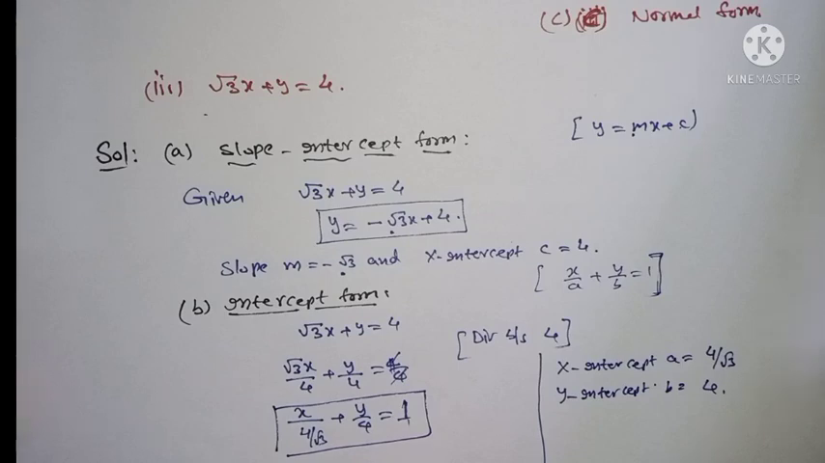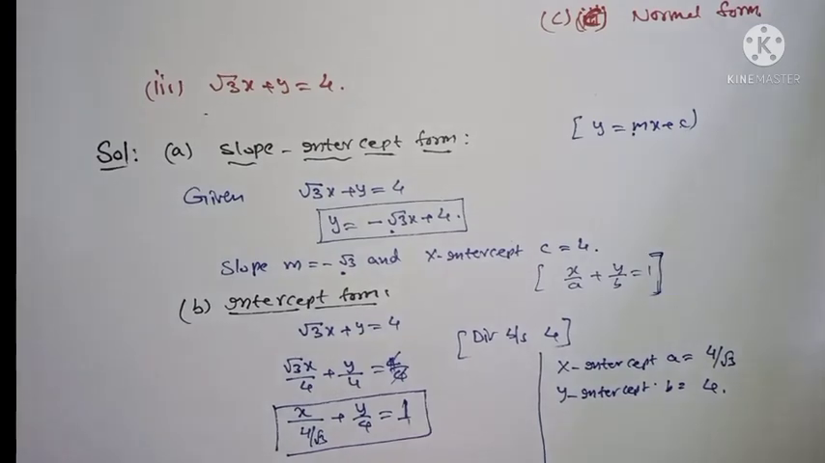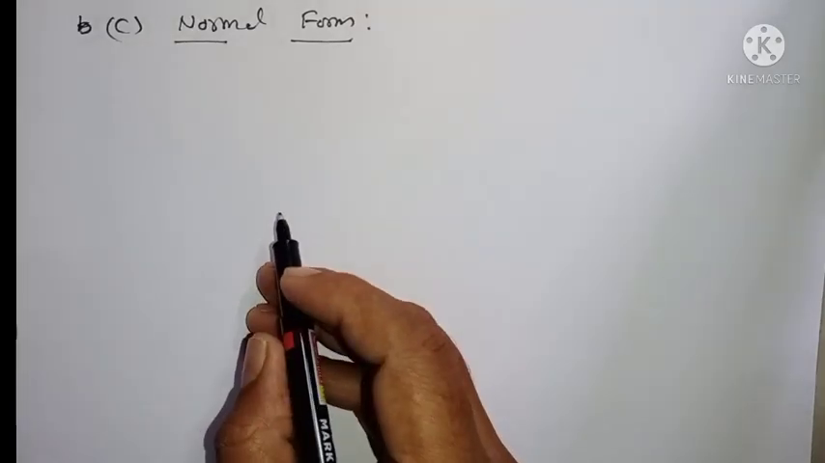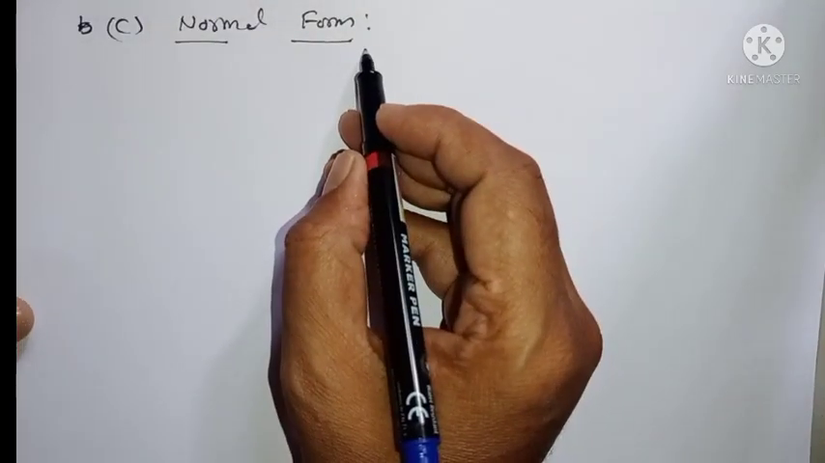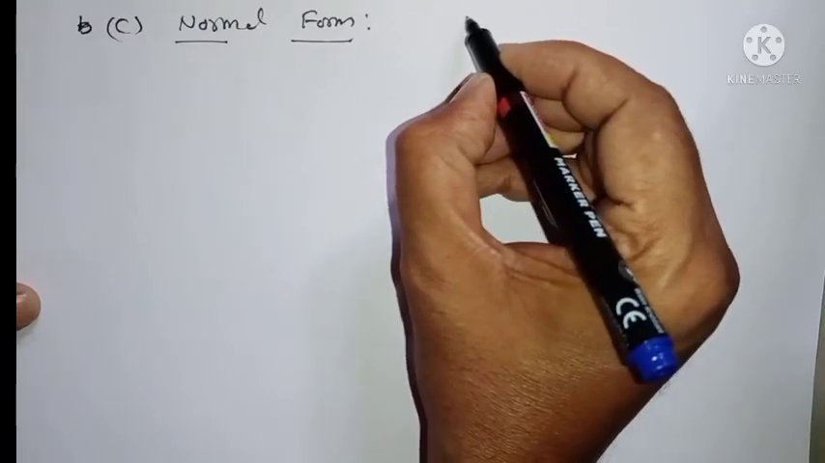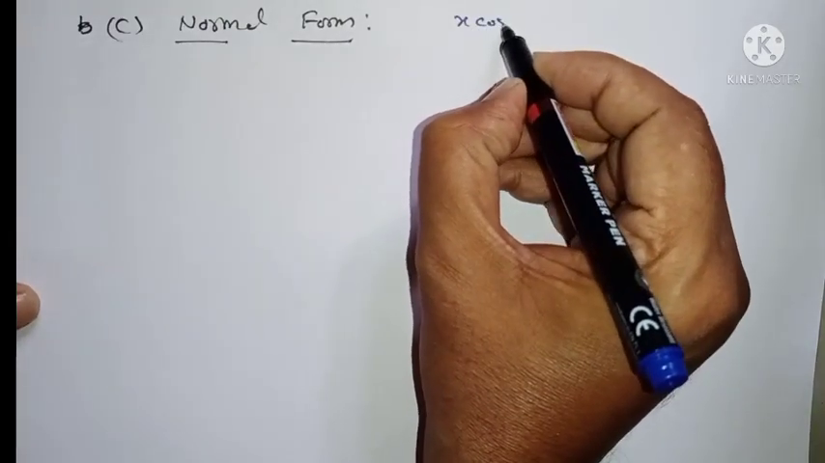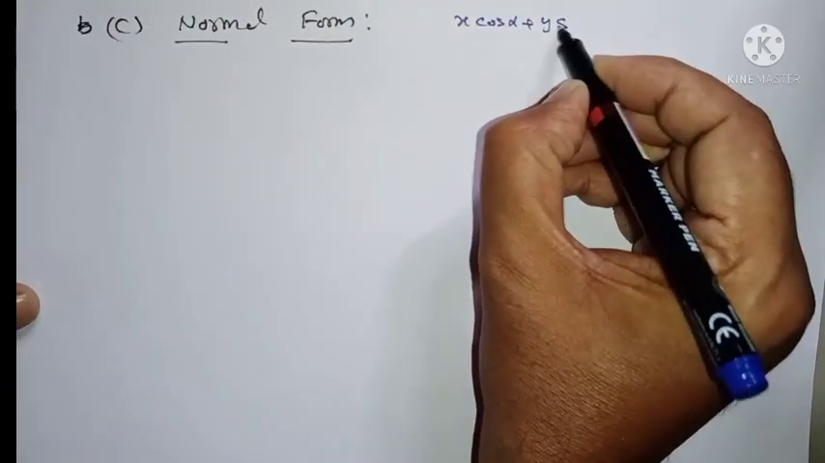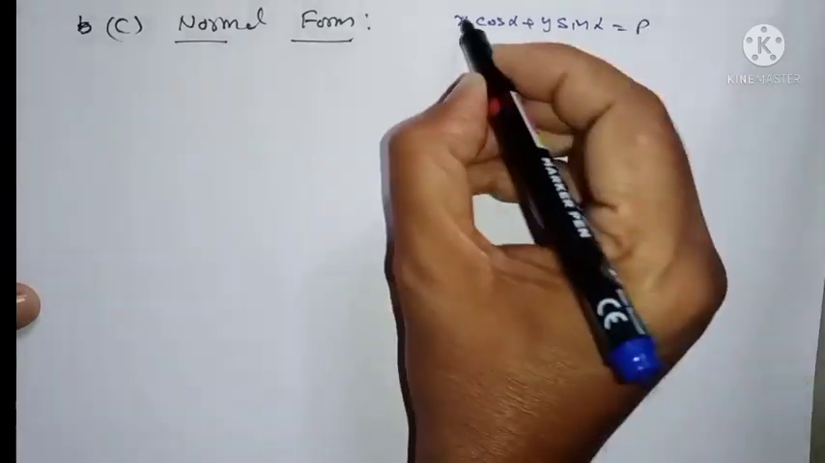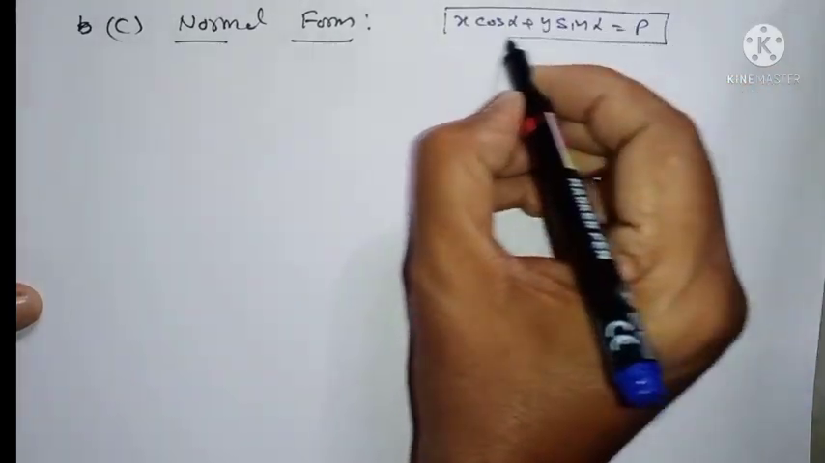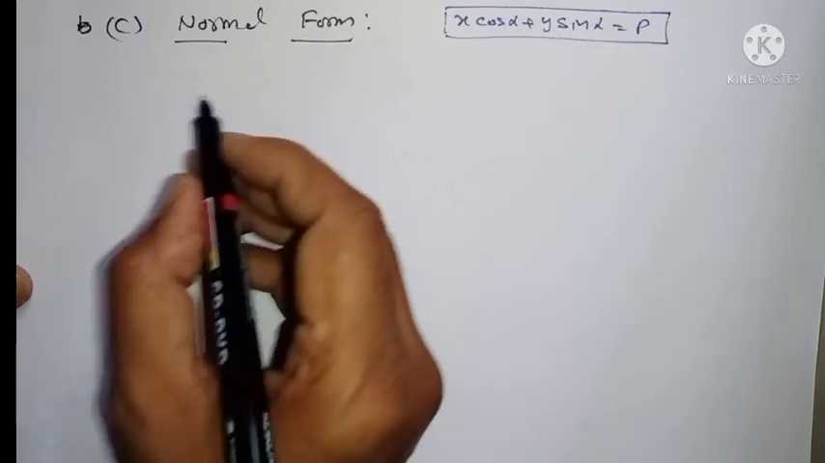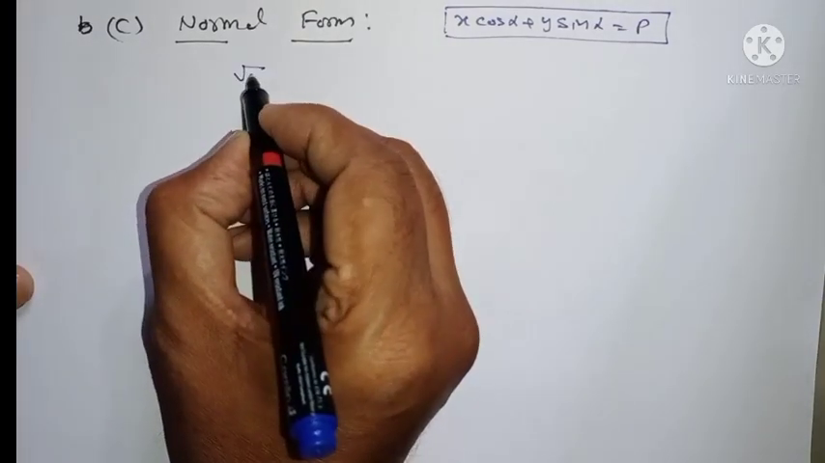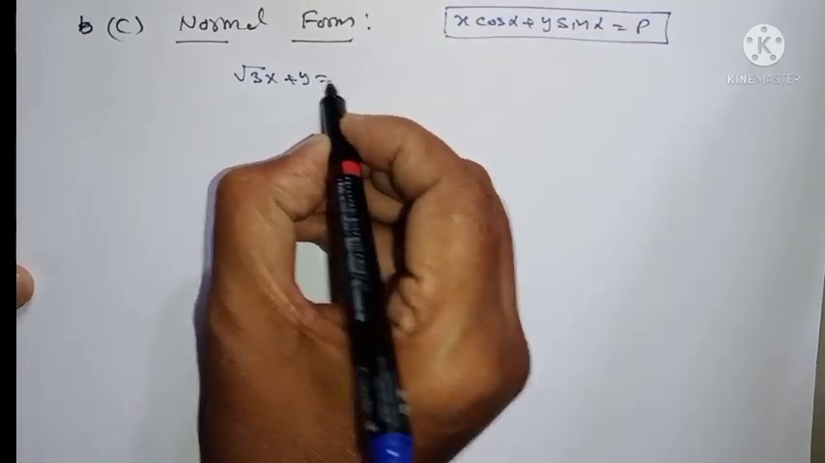It is completed. Next, the last one is the normal form. What is the normal form? It is given equation. How can I write here the normal form? First you can write the formula: x cos alpha plus y sin alpha is equal to p only. This is called your normal form. Therefore the given equation is root 3x plus y is equal to 4.